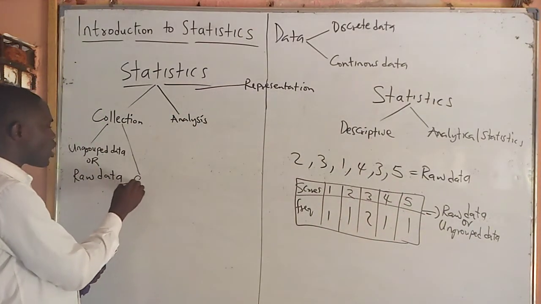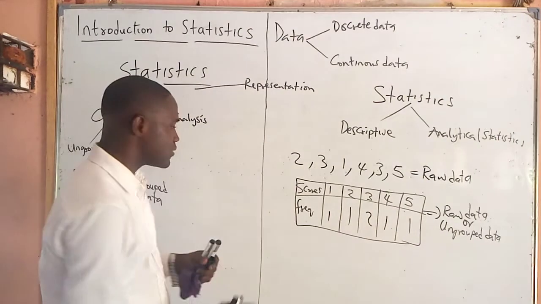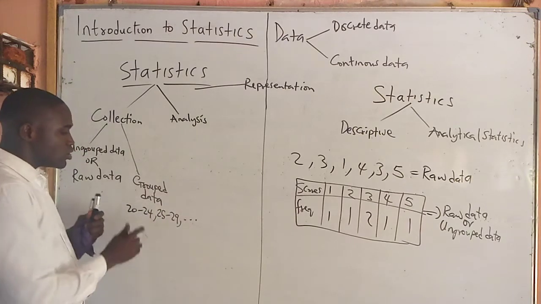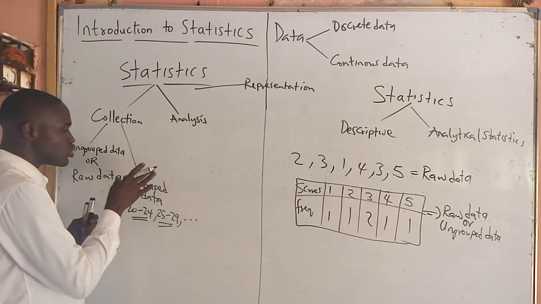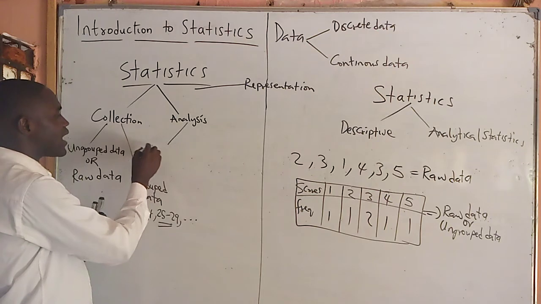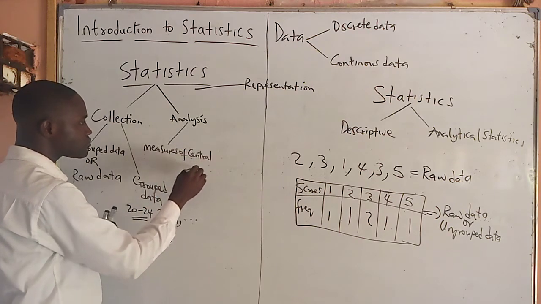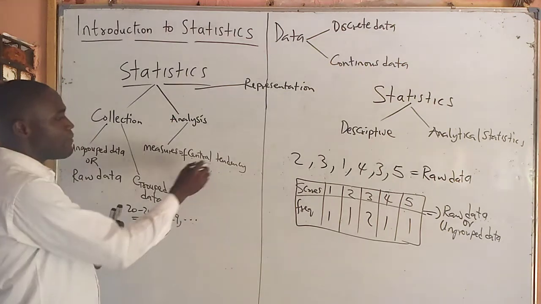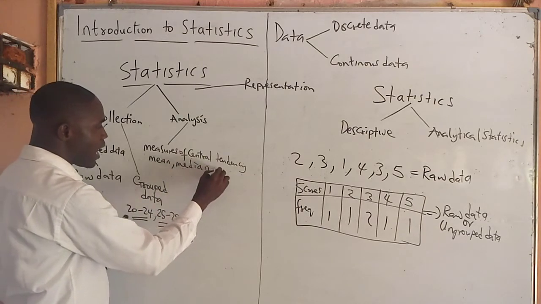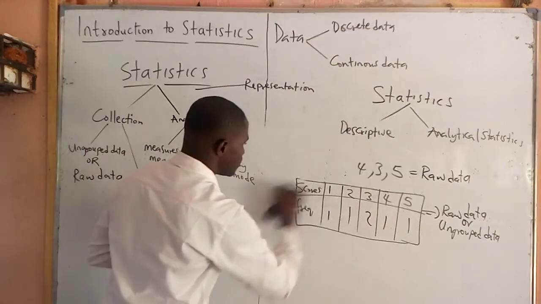Another way of collecting data is called grouped data. In grouped data, it has what we call class intervals, such as they can give you 20 to 24, 25 to 29, etc. So when you have intervals, you call it grouped data. Now, in analysis of data, you can analyze it as measures of central tendency. Under measures of central tendency, you have mean, median, and mode. Then you can also analyze it as measures of dispersion.